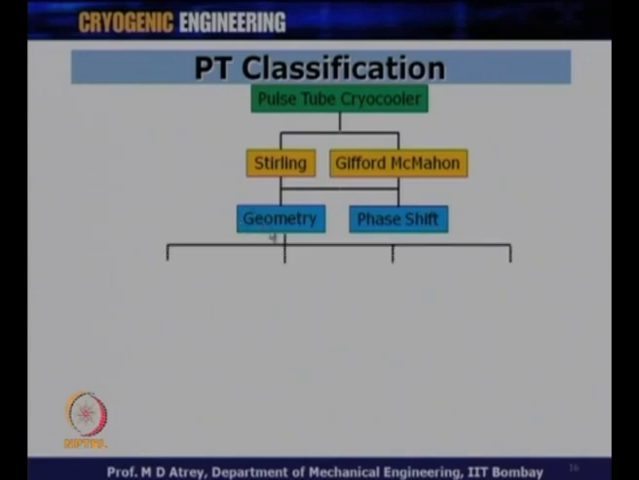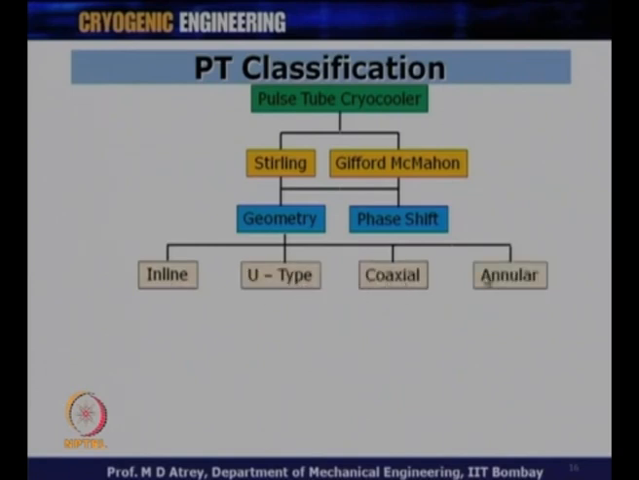Based on the geometry, we have an inline configuration, a U-type configuration, a coaxial configuration, and an annular configuration. We will see each of these in detail. This basically refers to the position of the regenerator and the pulse tube. If the regenerator and the pulse tube are in line, as I had shown earlier in the long horizontal pulse tube cryocooler, this will be called an inline configuration. If they are parallel to each other, this is called a U-type configuration. If they have the same axis, it is coaxial and annular, which we will see later.